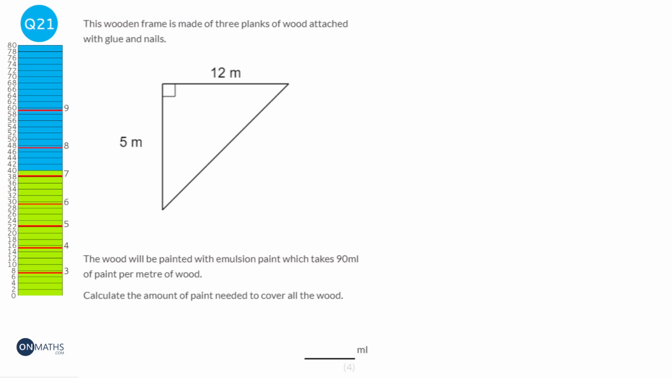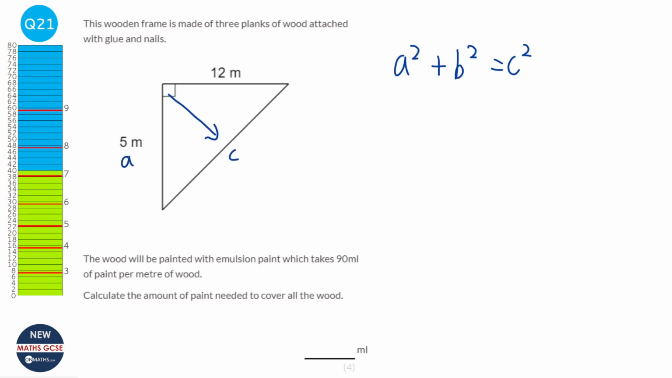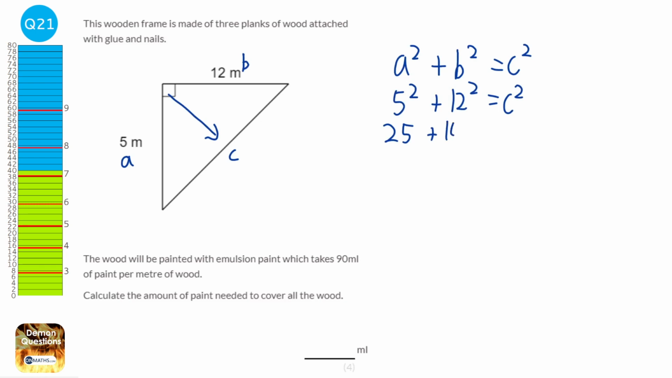In this question we have a right angle triangle and we know two of the sides and we're looking for the third one. So that screams to me Pythagoras. So Pythagoras is a squared plus b squared equals c squared, with c squared being the hypotenuse. The hypotenuse is the one opposite the right angle, so this is going to be c. And we'll label the other ones a and b, it doesn't matter which way around they go. So a is 5, so it'd be 5 squared plus 12 squared equals c squared. 5 squared is 25, 12 squared is 144. And so 25 plus 144 is 169.